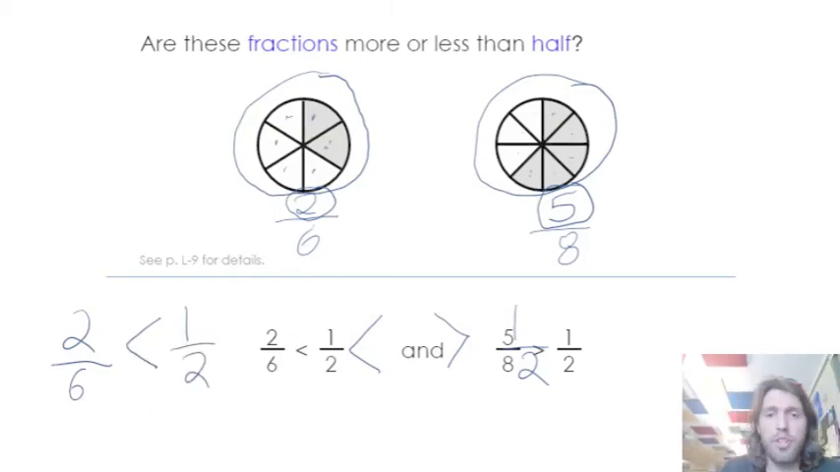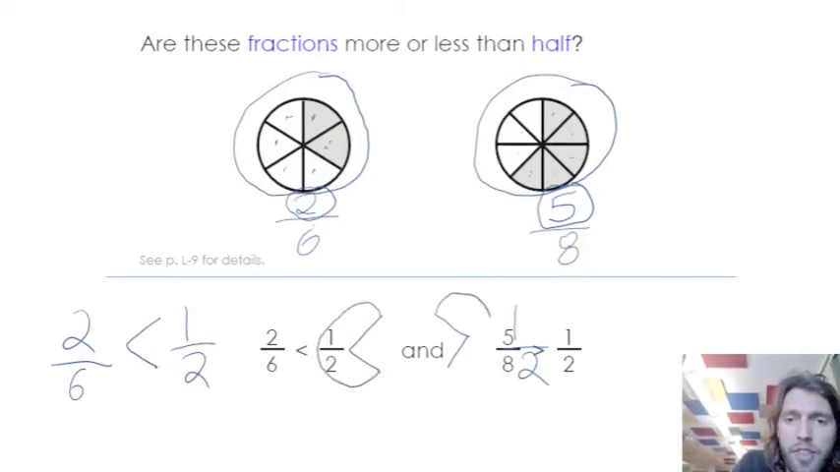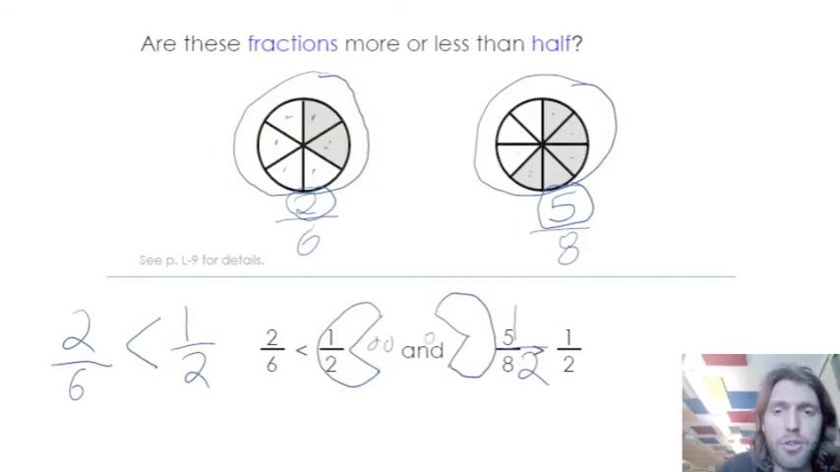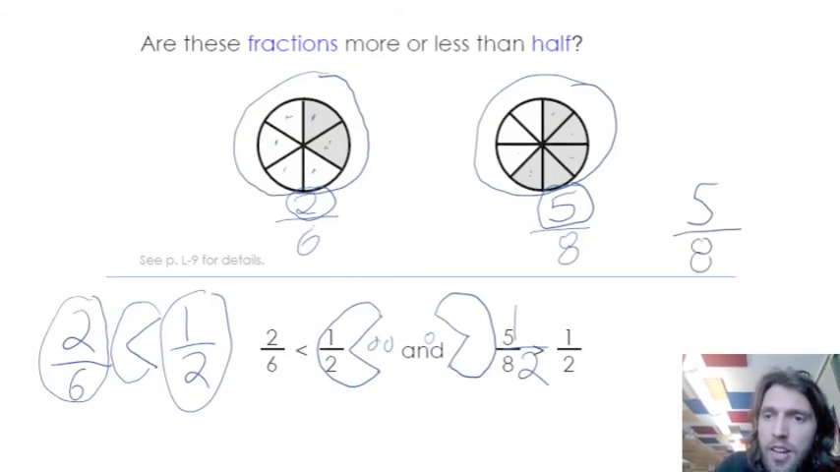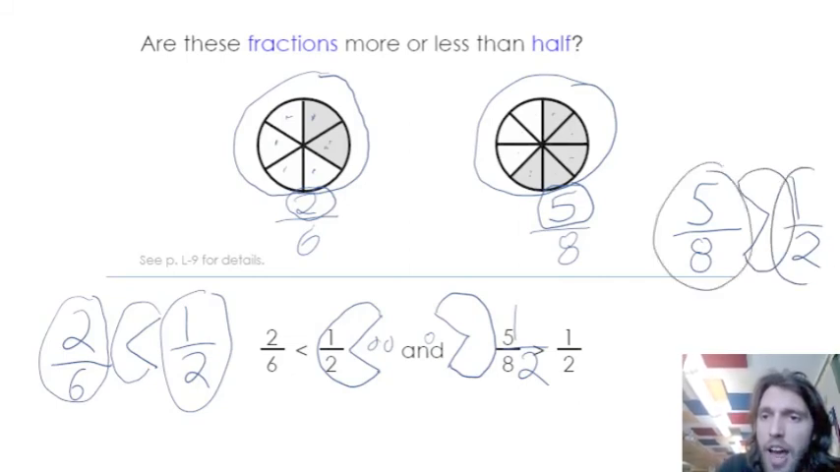Remember, when it comes to greater than or less than, we like to call these Pac-Mans. And Pac-Mans are always eating the greater numbers, so the bigger numbers. So here, Pac-Man is eating 1/2 because 1/2 is bigger than 2/6s, right? So now let's look at this one. 5/8 is greater than 1/2, right? So we have Pac-Man eating 5/8 because 5/8 is bigger than 1/2. Excellent. All right, let's move on here.